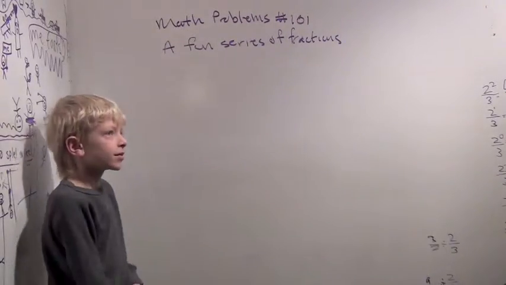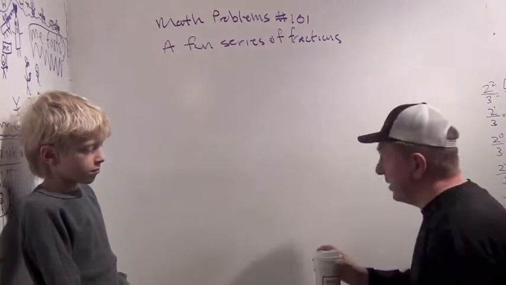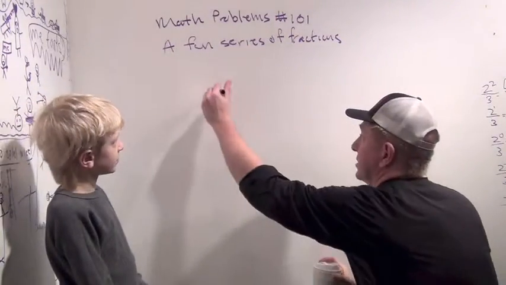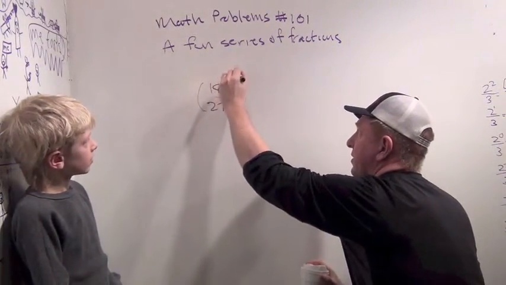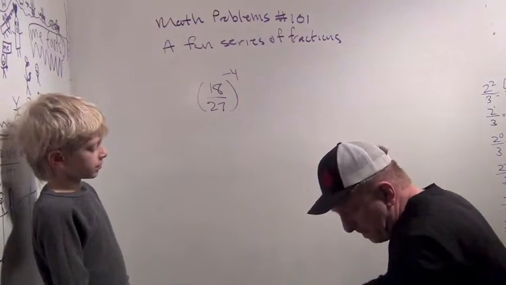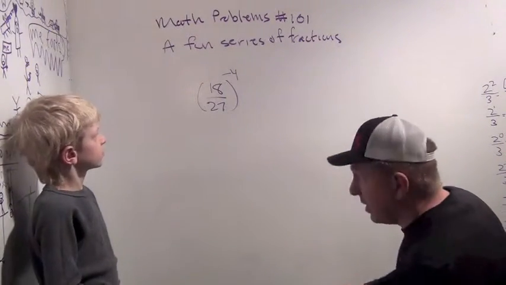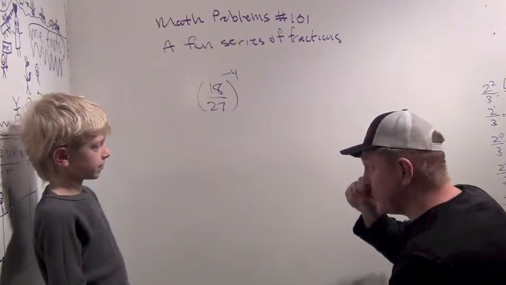Math Problems number 101. So today, for our regular class time, we ended up having an awesome talk about this fraction, 18 over 27 to the minus fourth. And you worked really hard on that, didn't you? Yeah. So for our movie, we'll do a fun thing you've never seen before. Okay? Sorry, I'm an inch away from sneezing here.